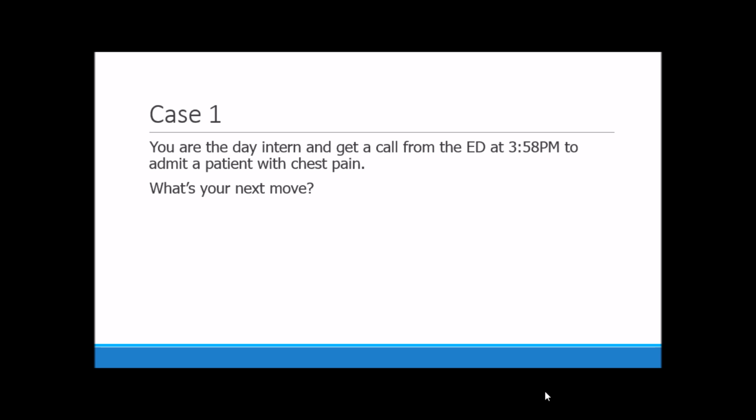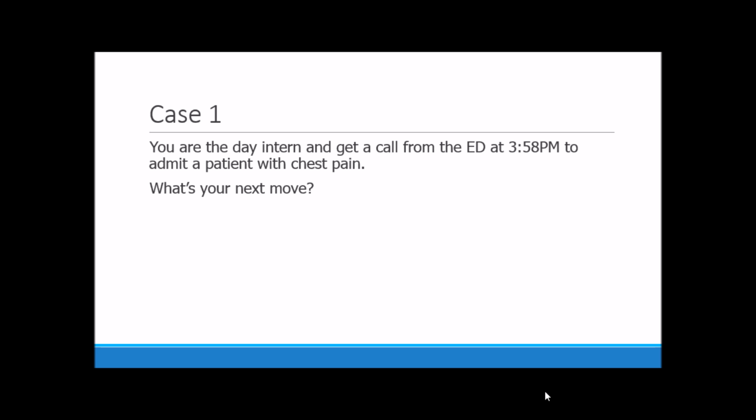Okay, so we're going to do some scenarios. So you are now the day intern. Congratulations, you have finished the torture of medical school. When you're the day intern, you get a call from the ED at 3:58 p.m., which is unfortunate because your shift ends at 4, but that's the way it is, to admit a patient with chest pain. What do you do? You're on the phone.